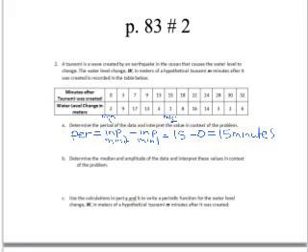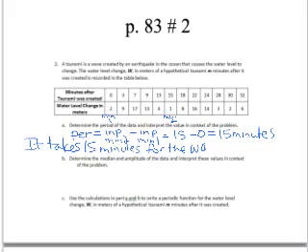Okay, so that means that if you saw a wave at its highest peak, it would take 15 minutes before you saw the wave at its highest peak again. Okay, it takes 15 minutes for the wave to complete one cycle. Okay, B, determine the median and the amplitude of the data and interpret these values in context of the problem.